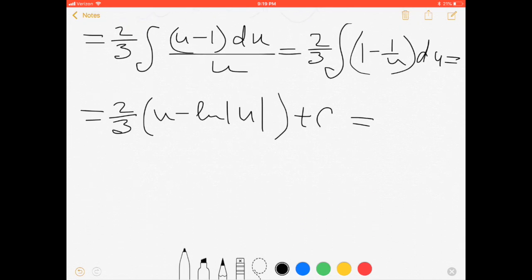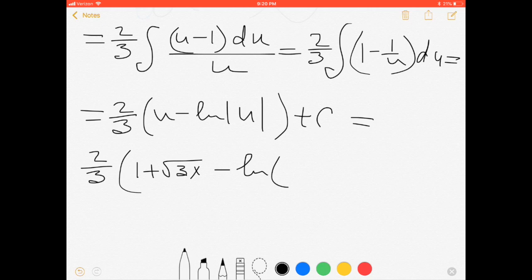And if you remember what u was, what we have here is 2/3 times (square root of 1 plus square root of 3x minus natural log of 1 plus square root of 3x). Here I do not use absolute value because x is positive. This means square root of 3x is positive, and adding 1 is positive, plus c.